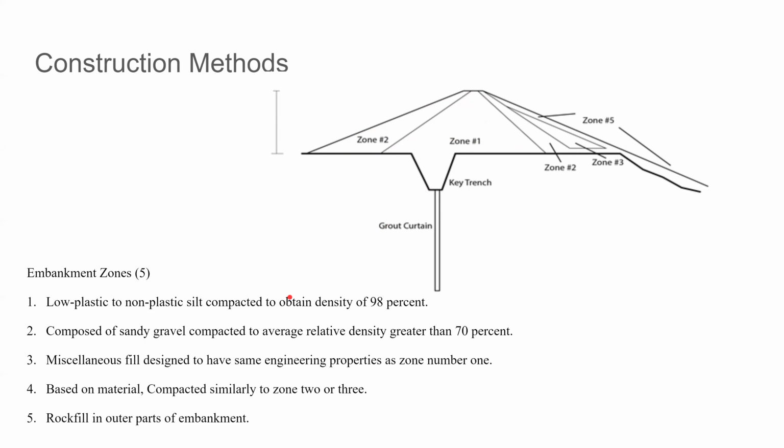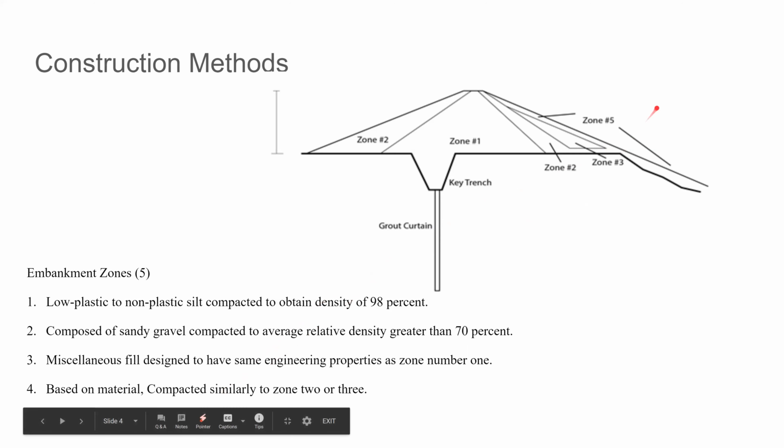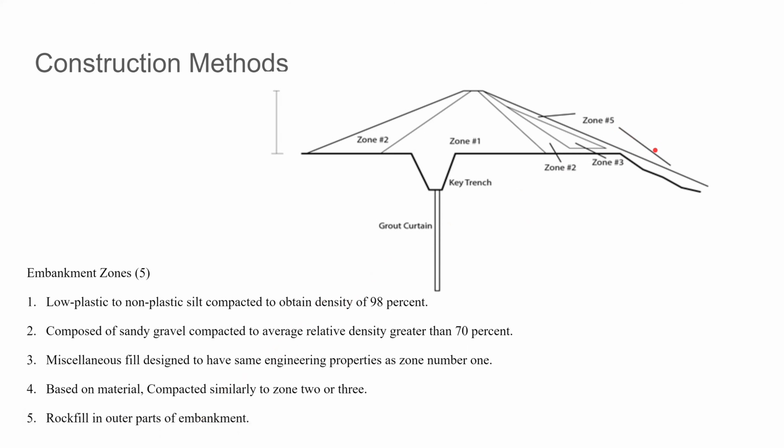Zone 3 miscellaneous fill design has some structural integrity, such as the engineering properties in zone 1. Zone 3 right here is basically miscellaneous materials. Zone 4 is based on material compacted similar to zone 2 or 3, and was left further upstream or downstream. And zone 5 is rockfill in the outer parts. Rockfill basically just being what was left.